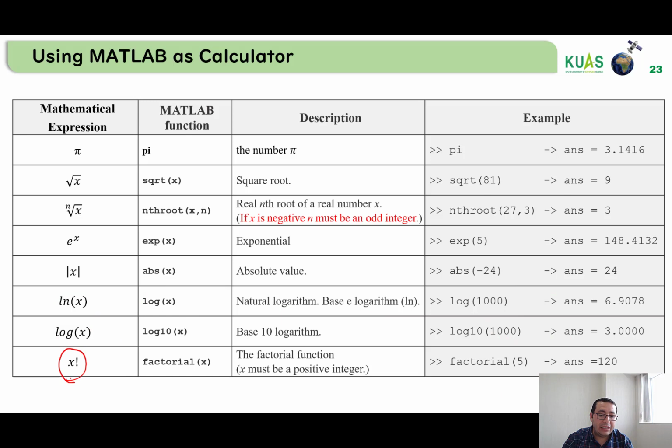And finally, this is the factorial. We just explained the factorial. Instead of writing, for example, if we need the factorial of 10, we should write 1 multiplied by 2 by 3 by 4 by 5 up to 10. We don't need to repeat that. It's easy. We can write factorial x. So if we write factorial 5, which is 1 multiplied by 2 by 3 by 4 by 5, we will have the answer 120.